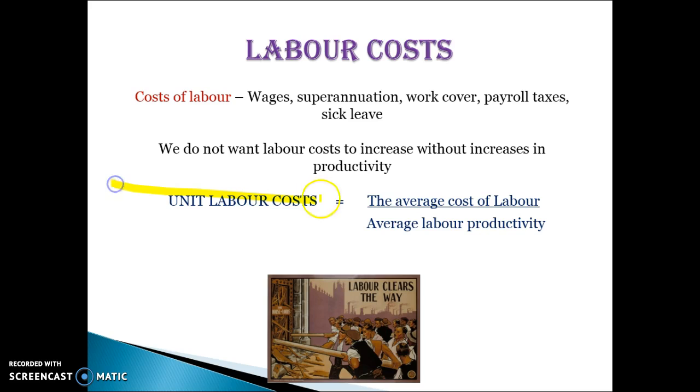So your unit labour costs are the average cost of labour divided by average labour productivity. So as you can see, if the numerator goes up, then real unit labour costs go up. If the denominator goes down, real unit labour costs go up, and there are a few other variations which I'll talk about in a sec.